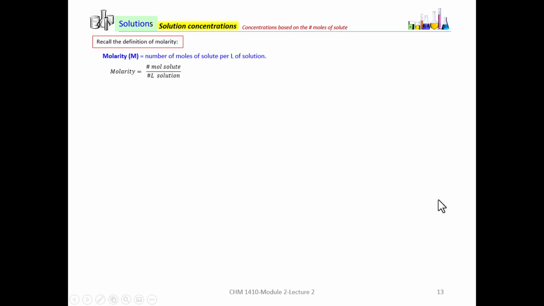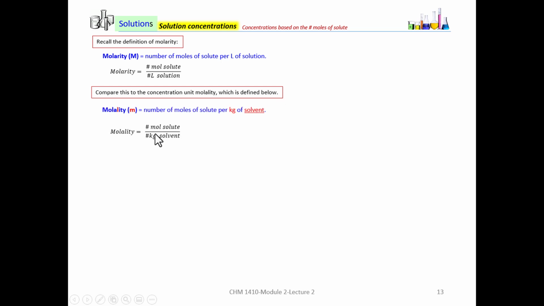Recall the definition of molarity. Molarity is simply the number of moles of solute divided by the number of liters of solution. We can compare this to the concentration unit molality, which is defined as the number of moles of solute divided by the number of kilograms of solvent. Note in just the name, molarity and molality, it's just a difference of one letter.